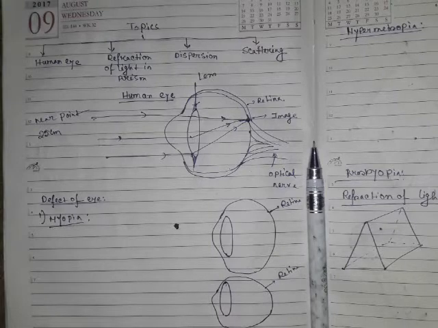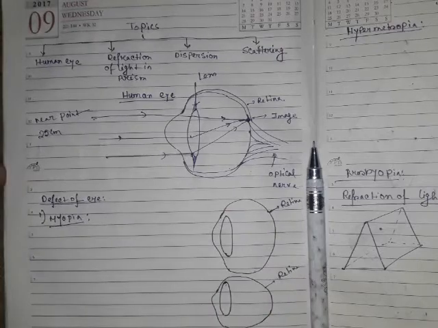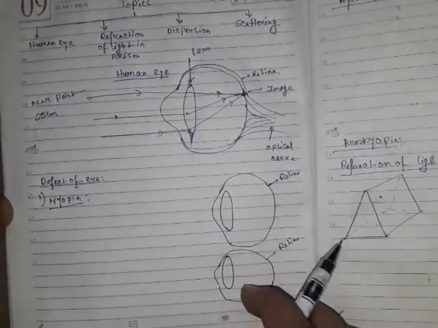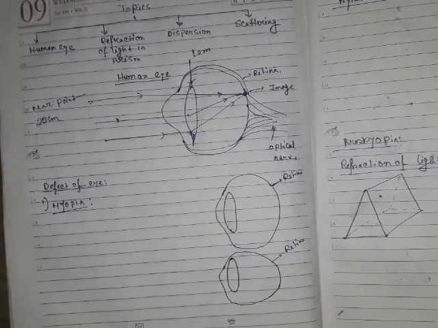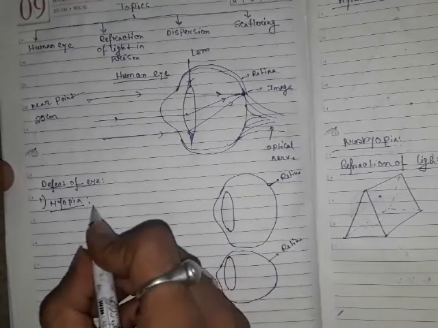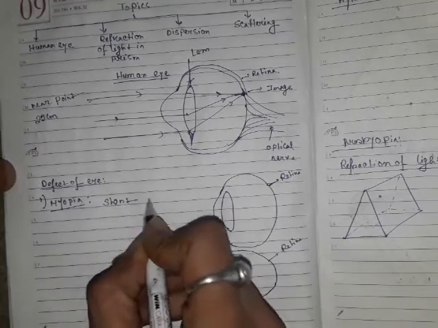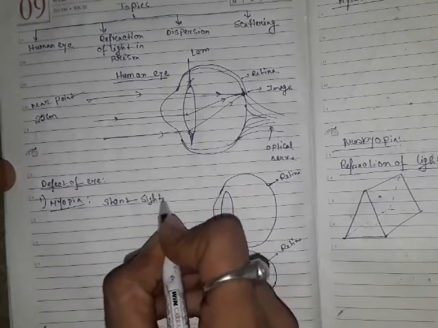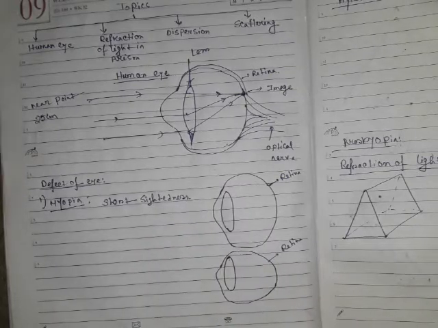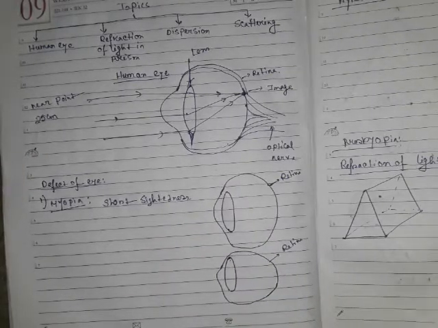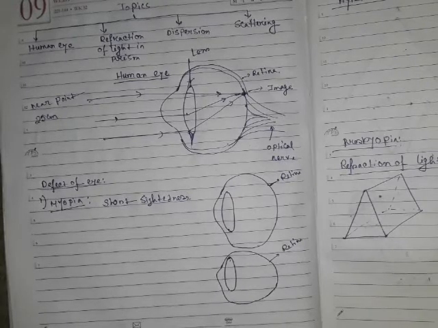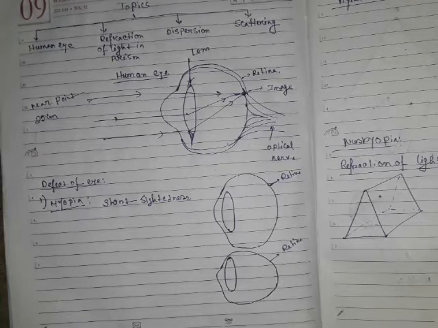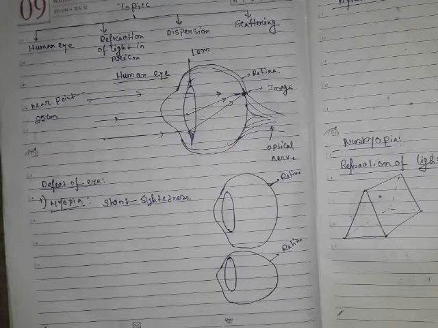Now let's talk about some defects of the human eye. The first defect is myopia, sometimes called nearsightedness or short-sightedness. That means our eye is very comfortable seeing any object which is close to our eyes, but it faces some difficulties when we are seeing a distant object. So what happens?